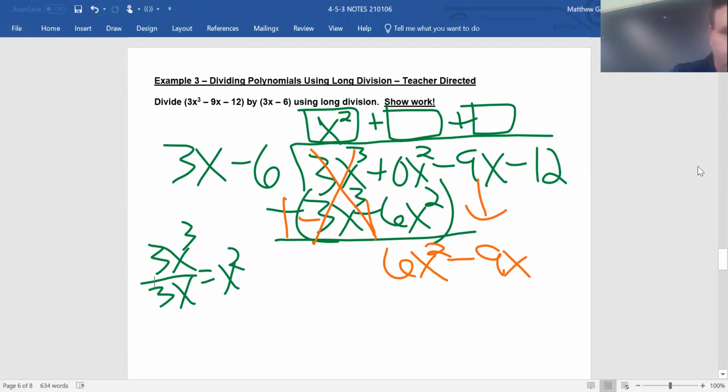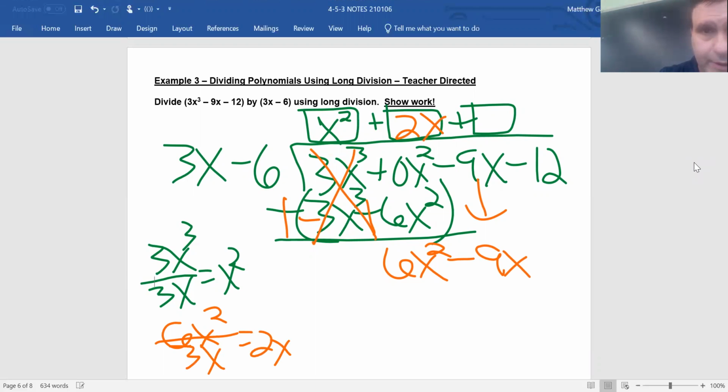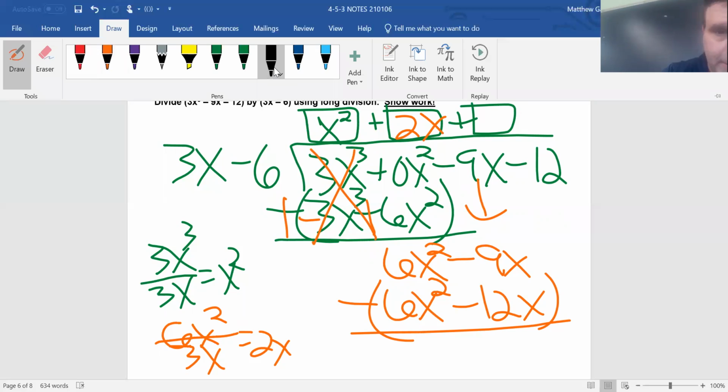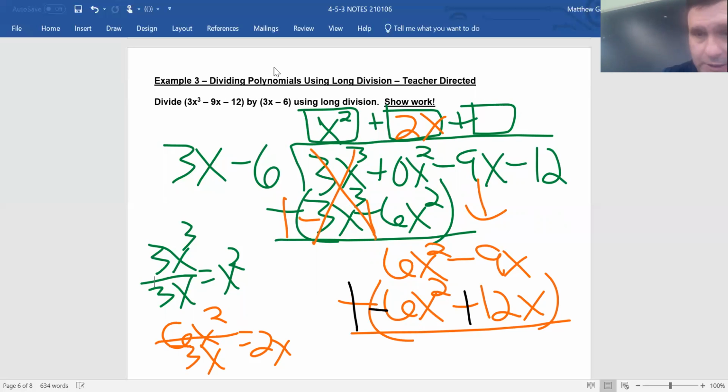Now we divide 6x squared by 3x, and that gives you 2x. So that's going to go up top. 2x times 3x is 6x squared. 2x times negative 6 is negative 12x. So we subtract vertically. Let's change the signs, so that 12 becomes a positive. So 12 minus 9 is 3x. And then bring down the minus 12.